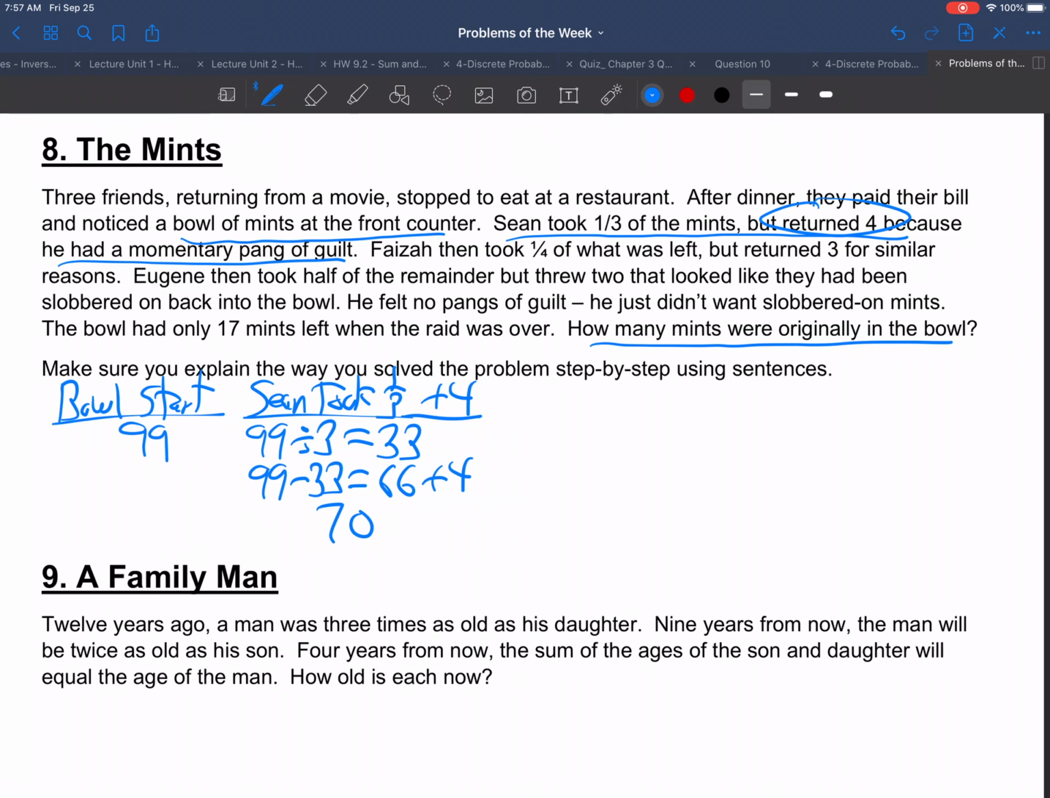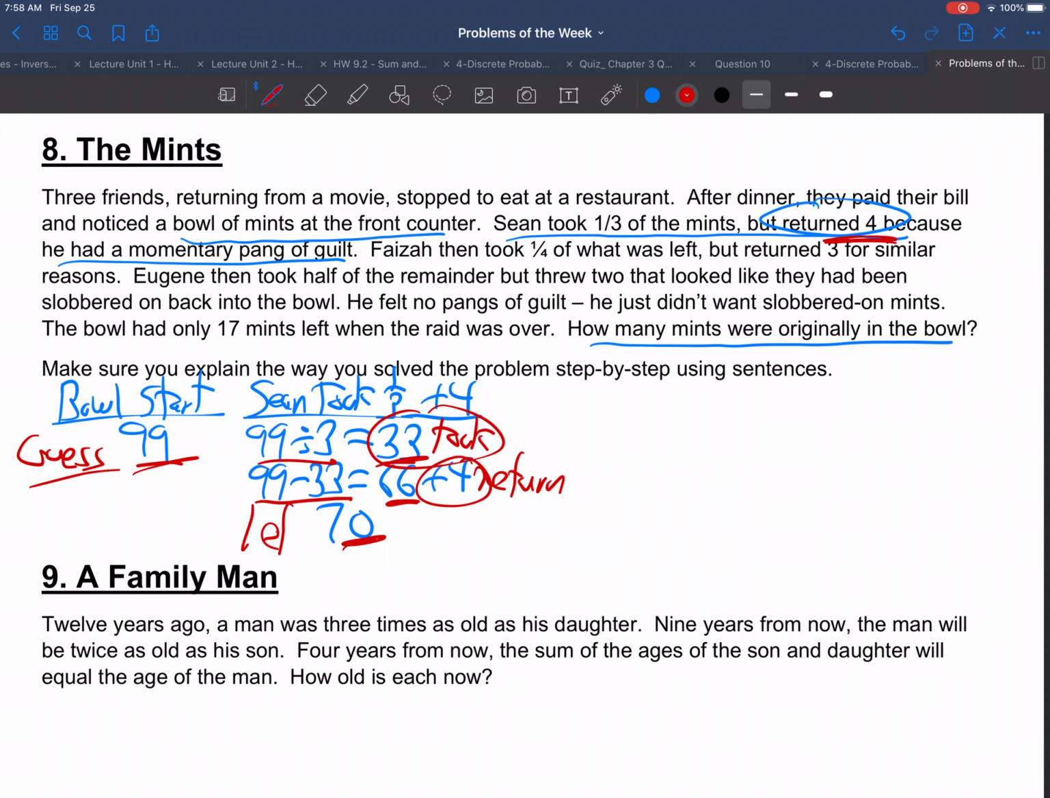Does that make sense, what happened there? I'm just totally guessing. This is a complete guess, I have no idea. Divided by 3, he took 33. So 99 minus 33 leaves 66, and then I added 4 because he returned 4. So then he left 70. Next comes Feza. What did Feza do? Took 1/4. Okay, so 70 times 1/4.